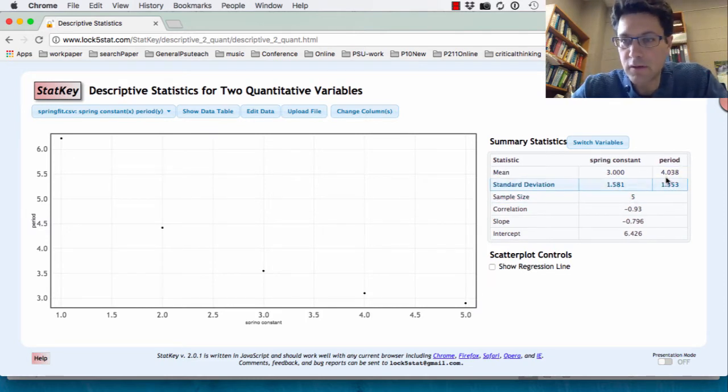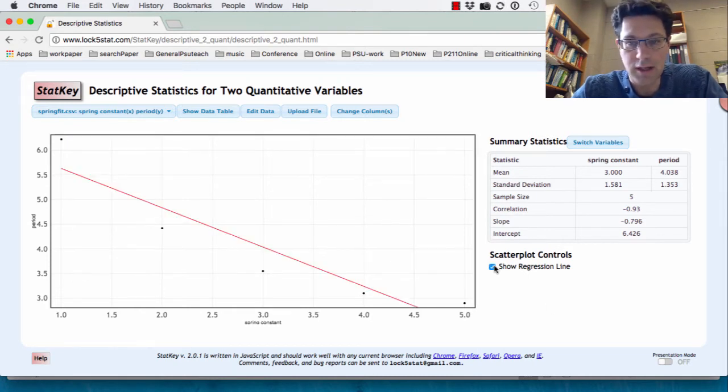So it tells me the mean period and the standard deviation. I have only 5 data points, and it tells me they're pretty strongly correlated, with a correlation of negative 0.93. If you show the regression line, this is what it looks like. So already we know that yes, if the spring has a stiffer spring constant, it will have a shorter period, which makes sense. That's great, and they should be correlated.